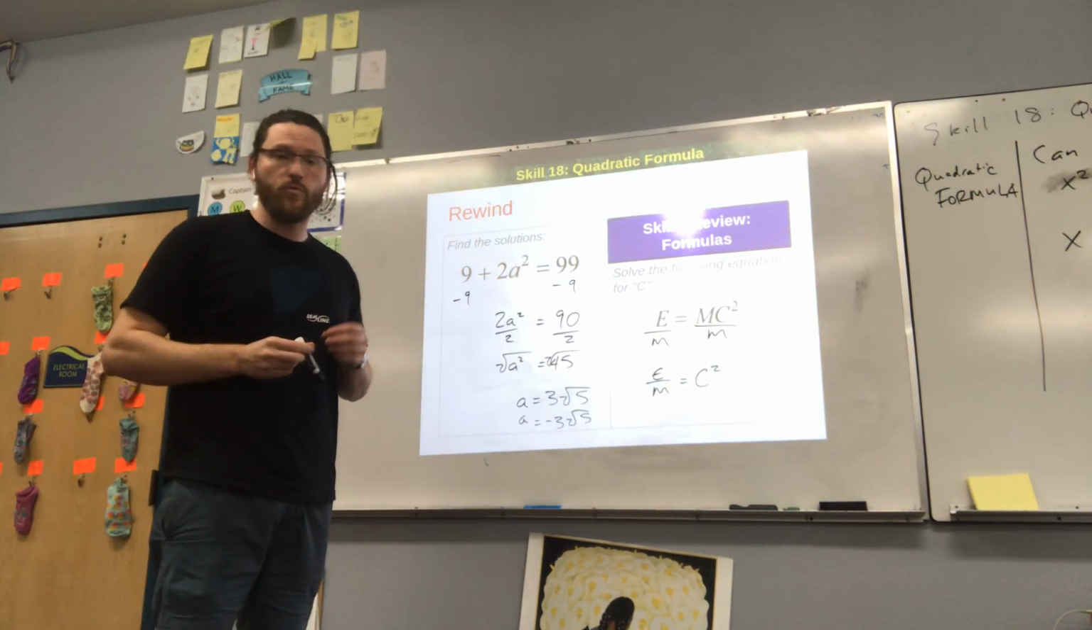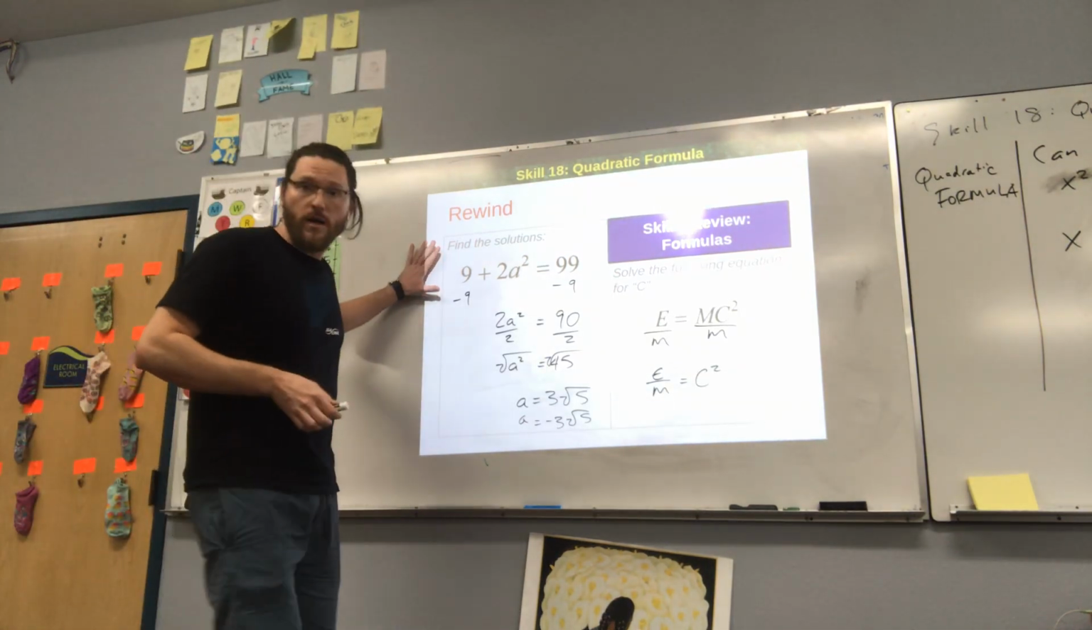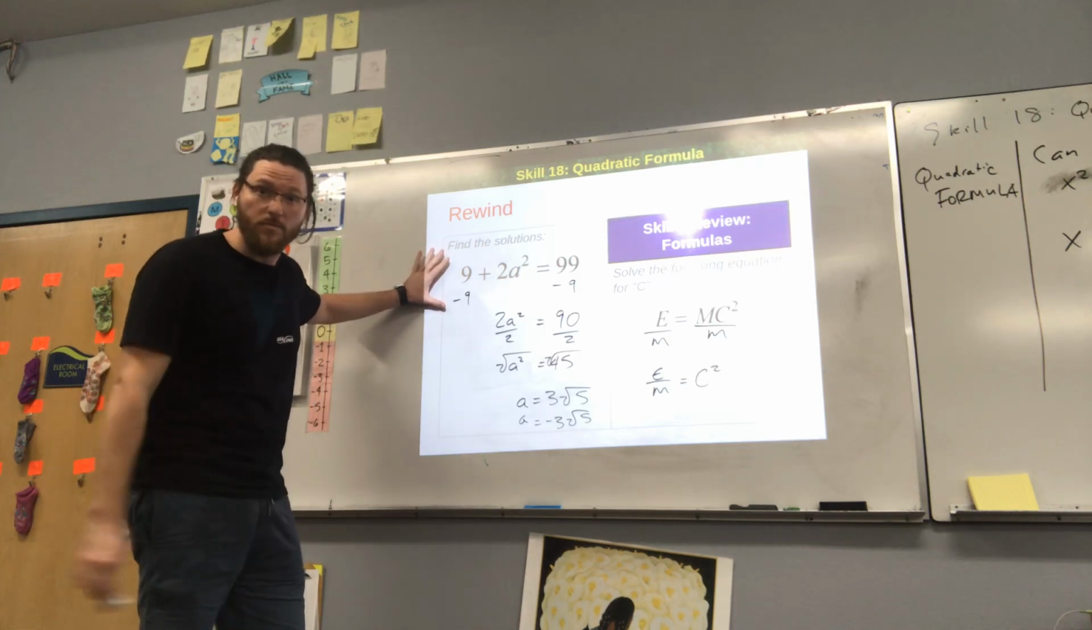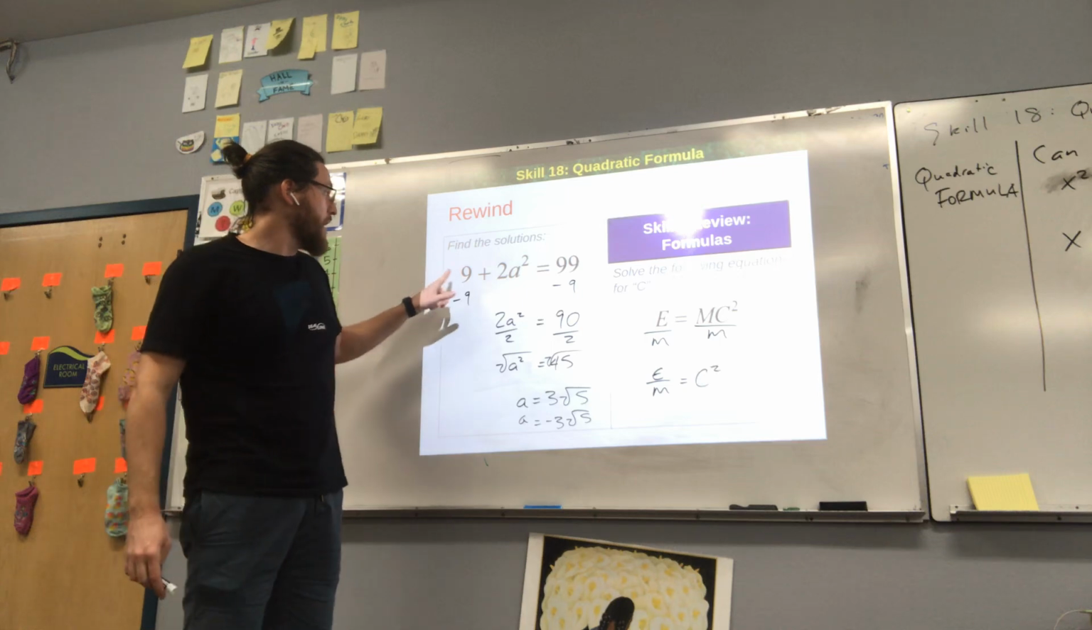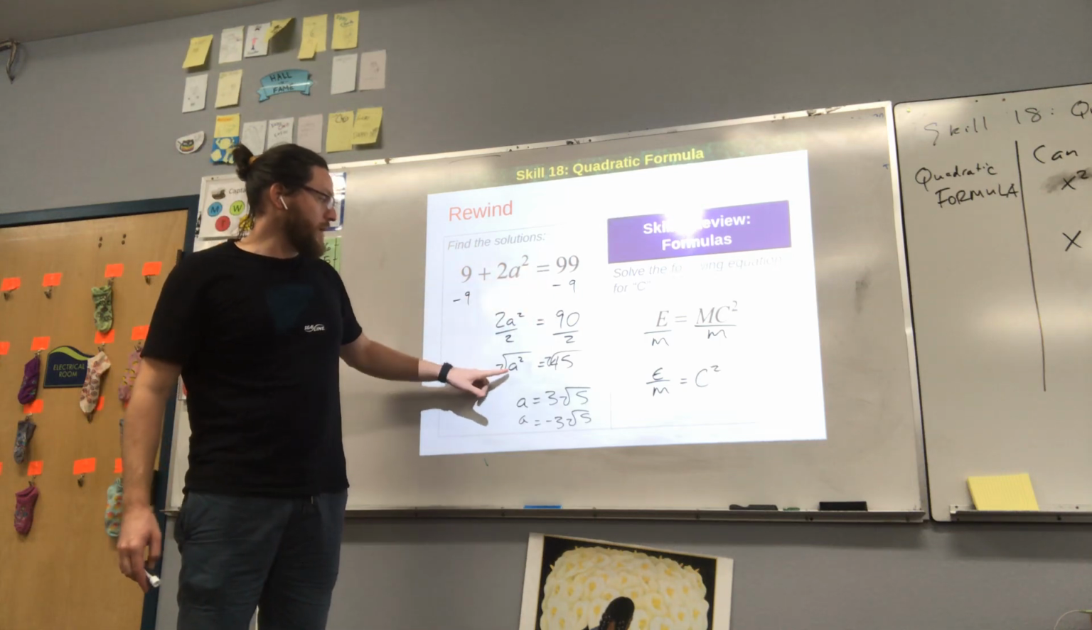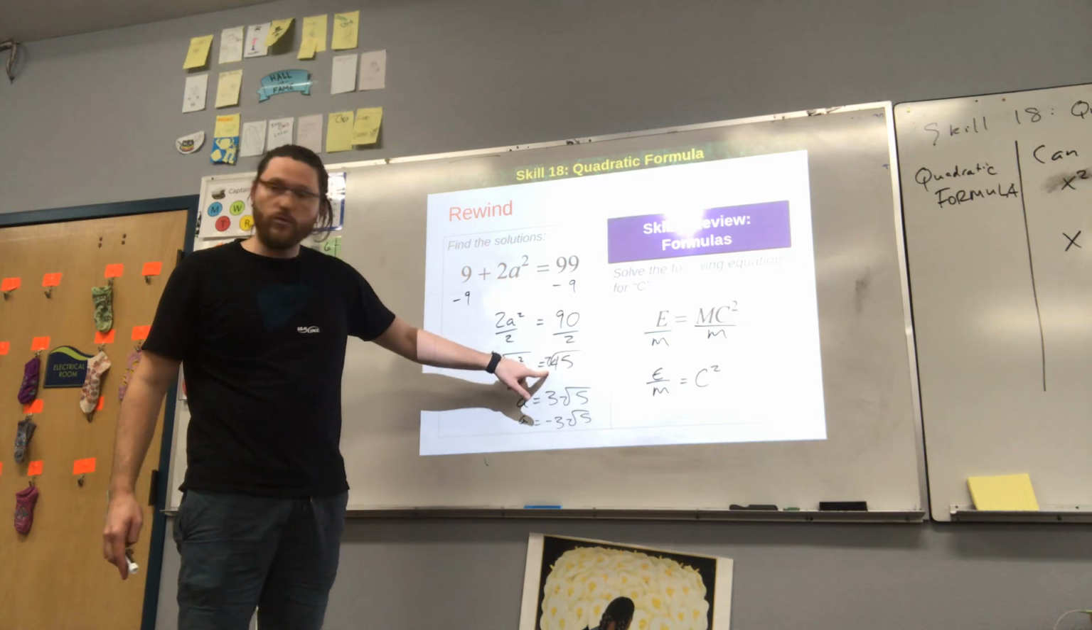The first thing we're going to do is go over the rewind. For the first one, I was hoping that you would solve it using square roots. This is a great problem to practice the jailbreak method. Get rid of your faraway friend, divide everything by 2. What we end up with is A is equal to the square root of 45.